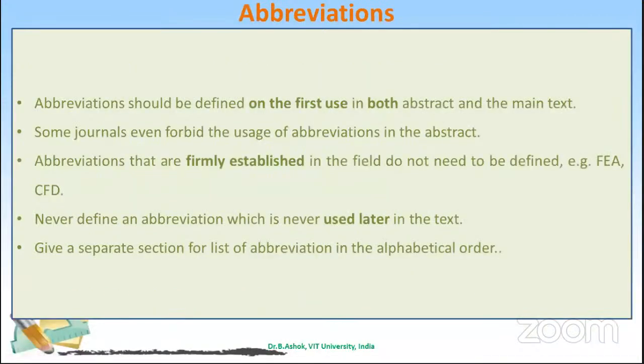And finally, either after the abstract you can give the abbreviations, or at the end of the reference you can give the abbreviations. Wherever you are giving the abbreviations, that is fine. But the first time you use an abbreviation in the text, you need to explain it. That is another important thing.